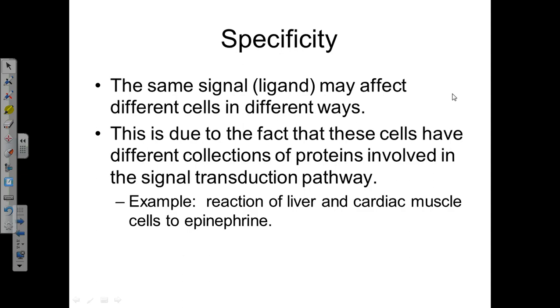What message is it sending to the cells around your pupil? Dilate. What about in your bronchial tubes? What do you want your bronchial tubes to do during fight or flight? Open, so you can breathe deeper and get more oxygen in there. So that same ligand can send a completely different message to different parts of your body, because the message is specific to a certain body part.